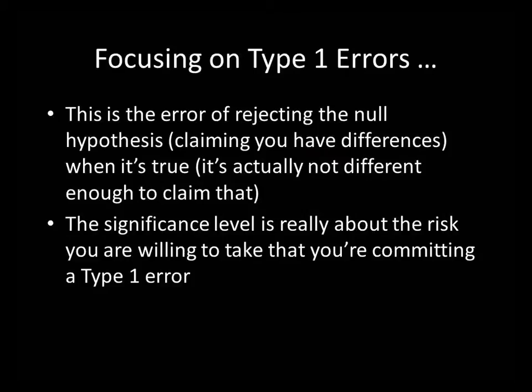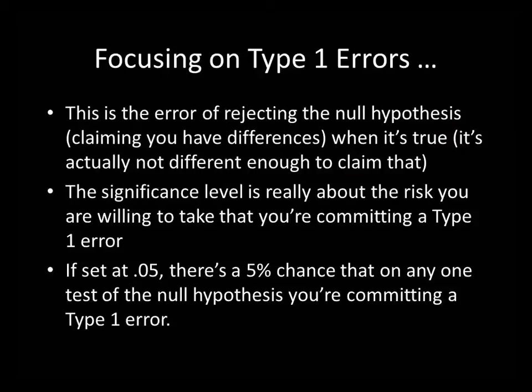And so the significance level is really about the risk you are willing to take that you are committing a type 1 error. If we set our significance level at 0.05, that means that there is a 5% chance that on any one test of the null hypothesis, you're committing a type 1 error. It's the level of risk that you're willing to take, and it helps us understand how much confidence we have in our results.